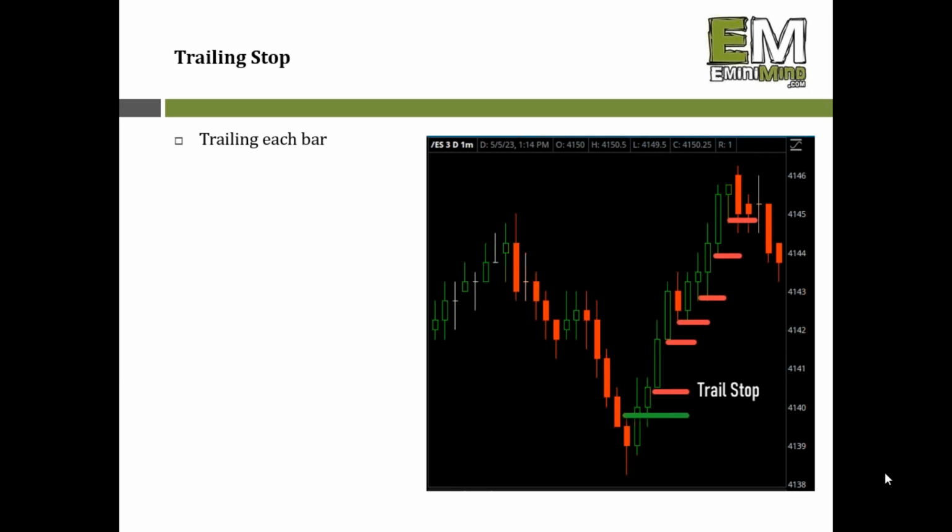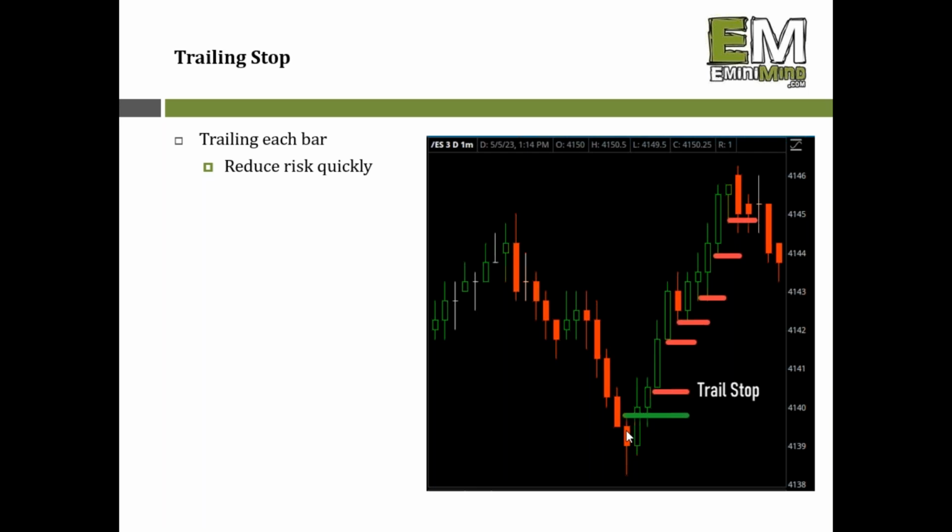So if you're going long, you're going to be moving your stop up underneath each candle's low. If you're going to be shorting, then your stop is above your entry, and you're going to move it down above each candle's high. And so what this does is really help you reduce your risk quickly on the trade.